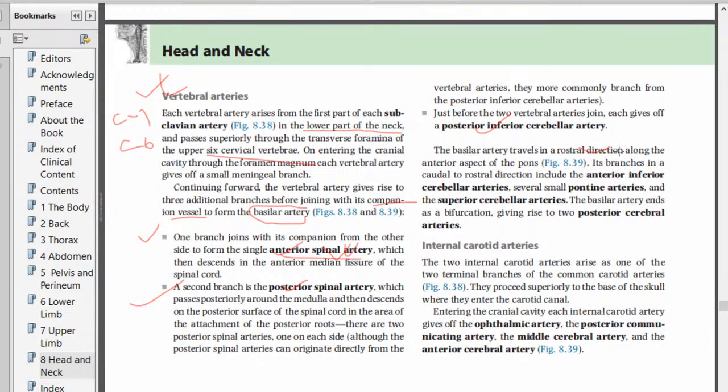It branches in the caudal and rostral directions into the anterior inferior cerebellar arteries. We have already seen that the vertebral arteries combine to form the basilar artery. It passes along the side of the pons varolii and gives small pontine arteries and the superior cerebellar arteries. The basilar artery ends at the bifurcation, giving rise to the posterior cerebral arteries.